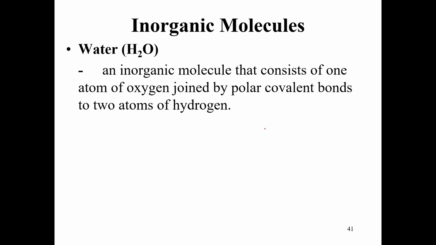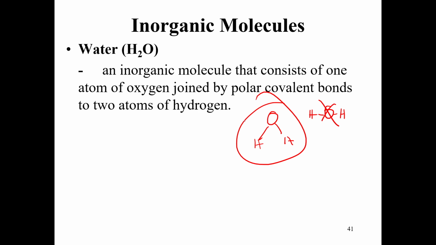Water, the universal solvent, is an inorganic molecule that consists of one atom of oxygen joined together by polar covalent bonds to two atoms of hydrogen. This is what your water looks like. Please take note, water does not look like this. This is wrong, but I will not explain why this is wrong. It needs more explanation. But when drawing water, this is the correct way. There's a certain chemical explanation why it is drawn that way. There are bond angles and such.